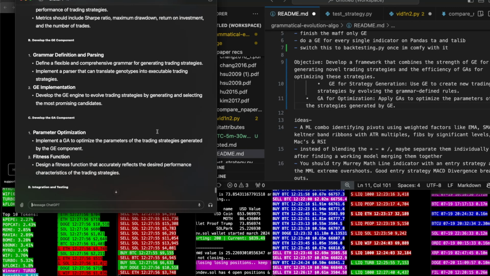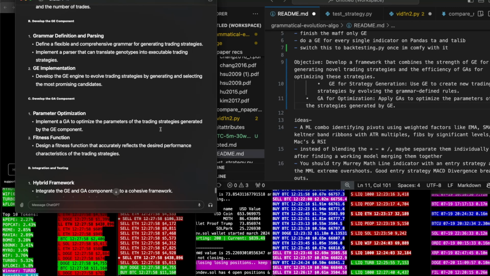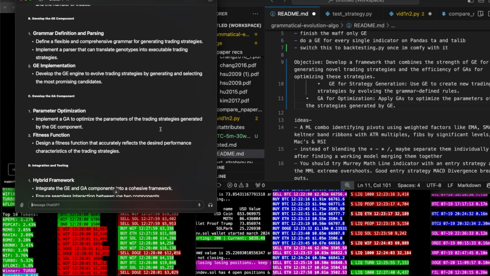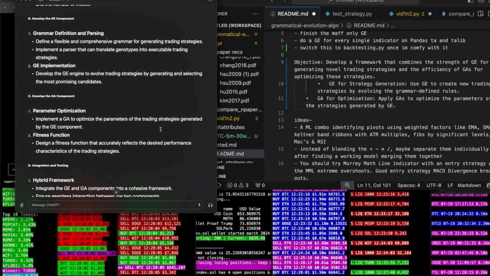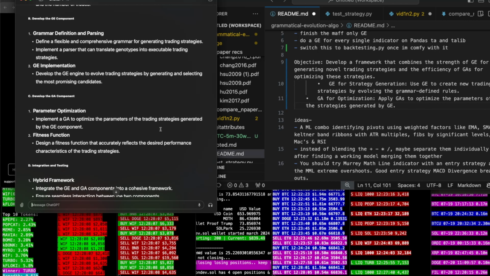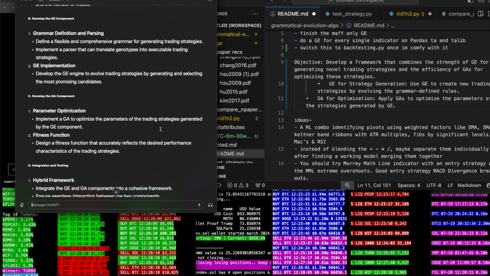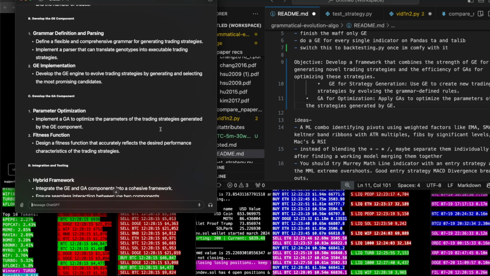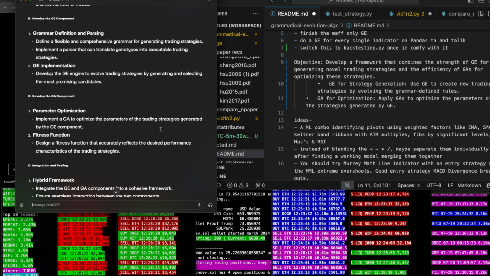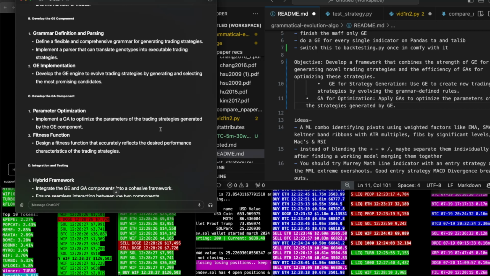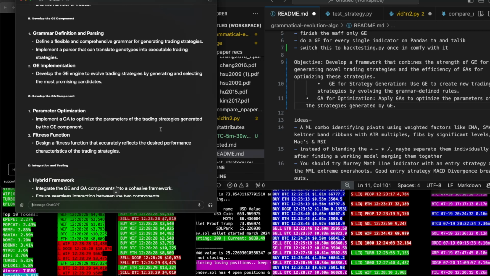Develop the GE component. So grammar definition and parsing. Define a flexible and comprehensive grammar for generating trading strategies. Implement a parser that can translate genotypes into executable trading strategies. GE implementation. Develop the GE engine to evolve trading strategies by generating and selecting the most promising candidates. Parameter optimization. Implement a GA to optimize the parameters of the trading strategy generated by the GE components.